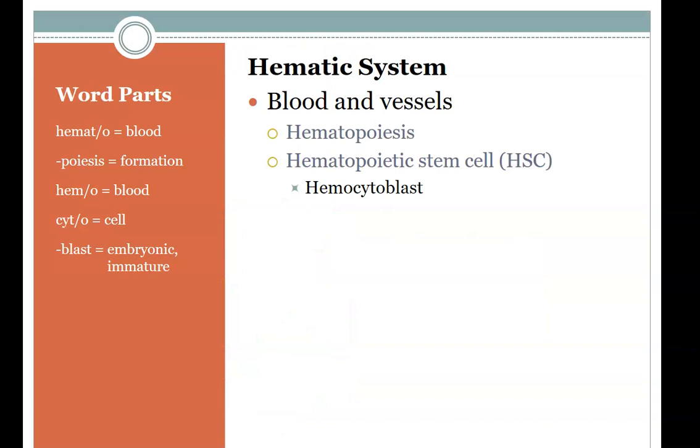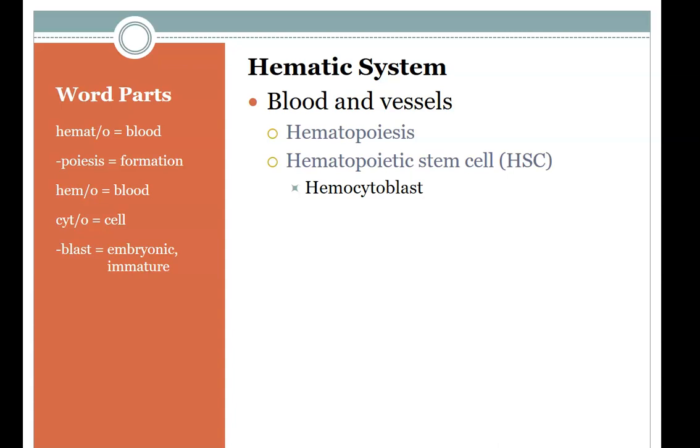Hematic system. Blood and vessels. Hematopoiesis is the process of the formation of blood. A blood cell originates from a single type of cell called a hematopoietic stem cell or hemocytoblast.